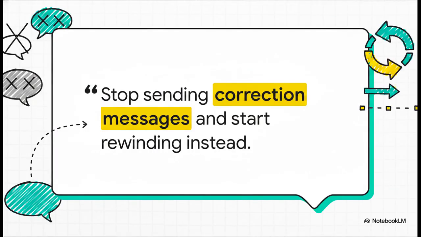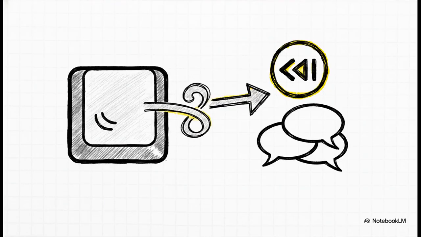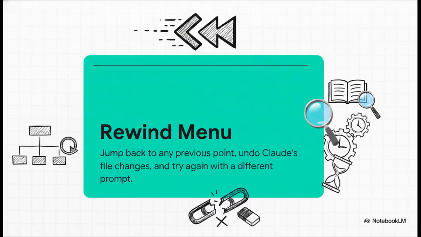Now, this is a really important shift in thinking. So many of us, when the AI gets something wrong, type a new message like, no, that's not right, do it this way. But that just clutters up your context. There is a much, much cleaner way to do it. You rewind. And how do you do it? It's so simple, you'll wonder how you ever lived without it. You just double tap the escape key. That's it. This brings up the all-powerful Rewind menu. The Rewind menu is basically a time machine for your conversation. It lets you jump back to any previous point, it can undo any file changes Claude made, and then lets you try again with a better prompt. It just cleanly erases mistakes, keeping your conversation history focused and on point.